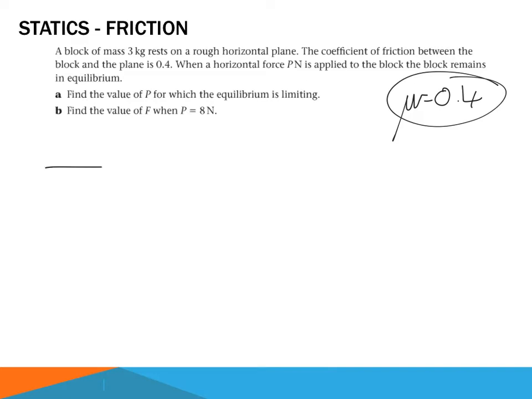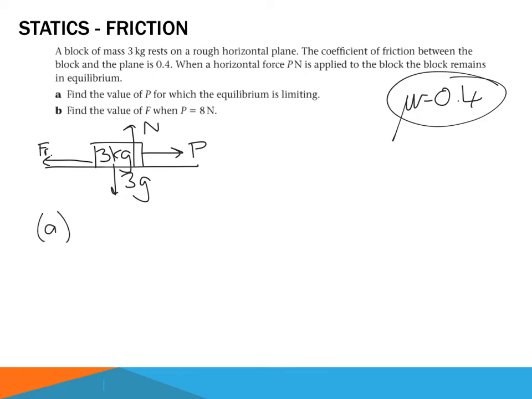Okay, so here's our surface with our block on it with a mass of 3 kilograms. It's going to have a horizontal force P, and naturally in the opposite direction it's going to have friction. I don't know yet whether it's F max or not, so I'm just going to hold fire on that. Then I've got my normal force going up, and obviously my weight going down. Okay, in part A, it says find the value of P for which the equilibrium is limiting. I'm looking at this phrase here and I'm seeing limiting, so I know it's my F max this time.